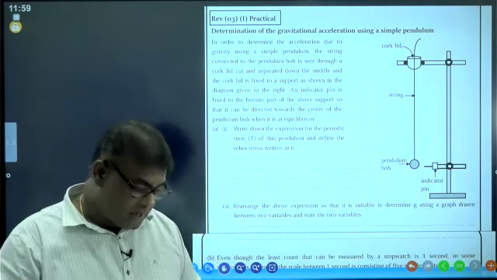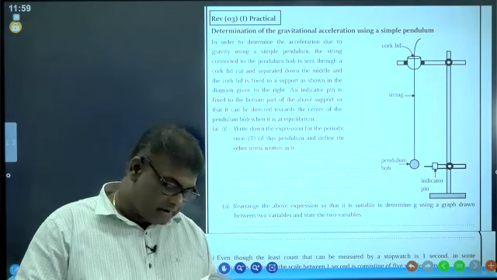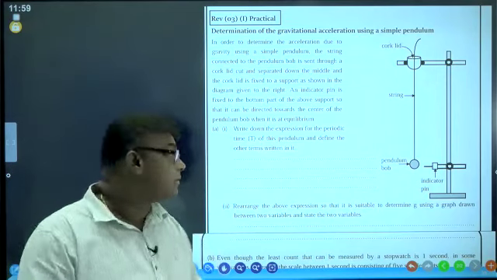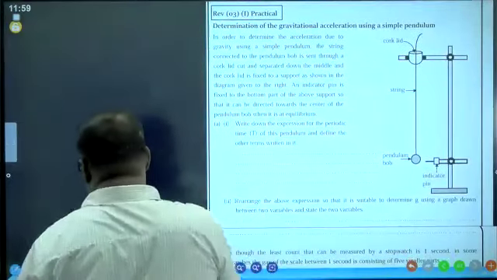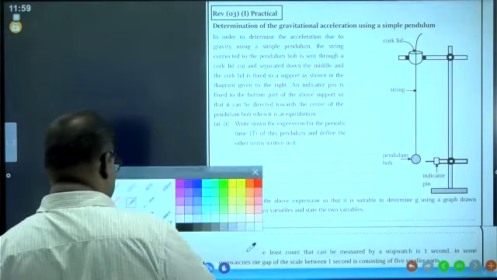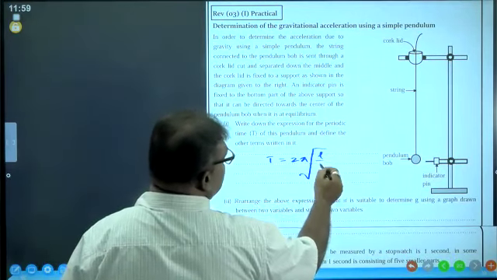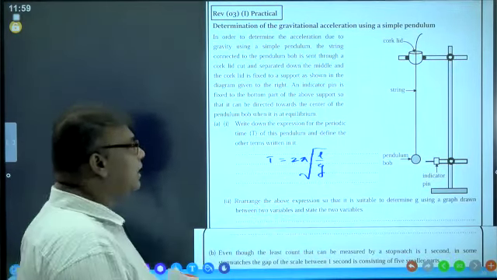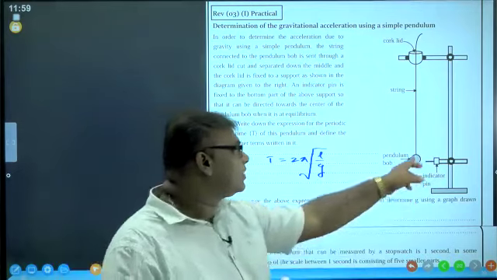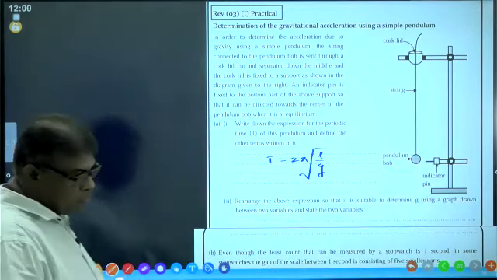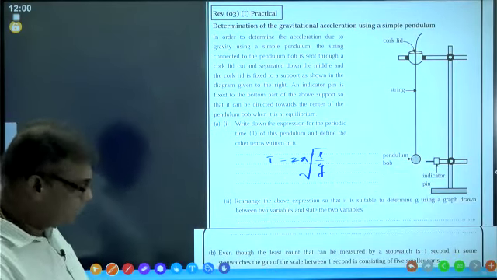Question: write down the expression for the periodic time T of the pendulum and define the terms written in it. Equation well known one, no? T equals 2 pi root of L over g. T is the periodic time, L is the length of the pendulum in between the fixed point and the center of the pendulum bob, g is the gravitational acceleration, in meters per second squared.